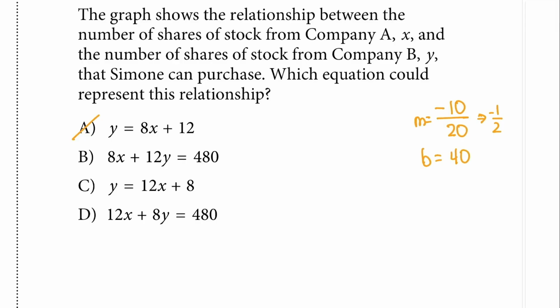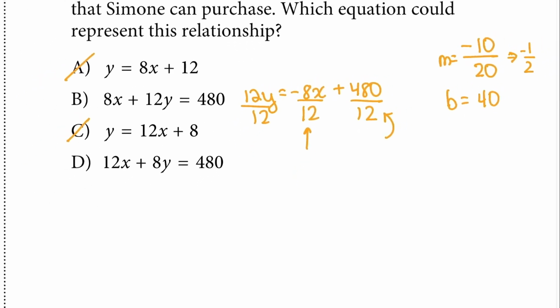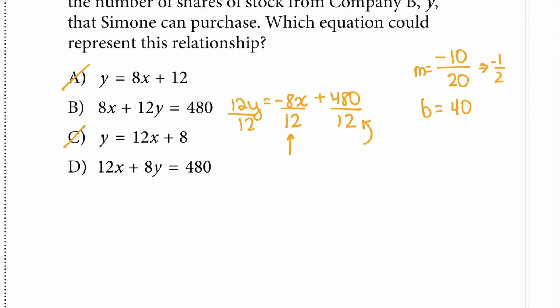Let's rearrange. Oh wait, C is also not an option there. So it's either going to be B or D. When we solve for y here, we're going to get 12y equals negative 8x plus 480. When we divide everything by 12 here, we are not getting 1/2 for the x, but we would get 40 here. Okay, so let's double check and see if everything lines up with option D then. So if we have 8y, that's going to equal negative 12x plus 480.